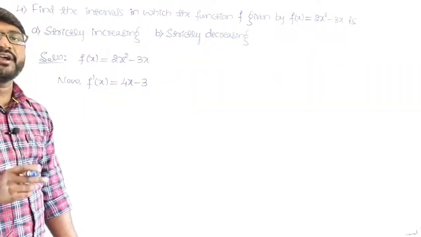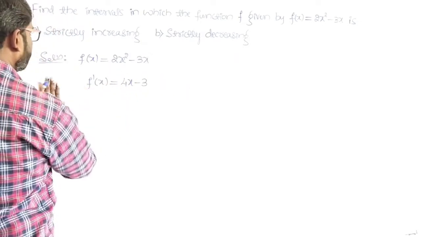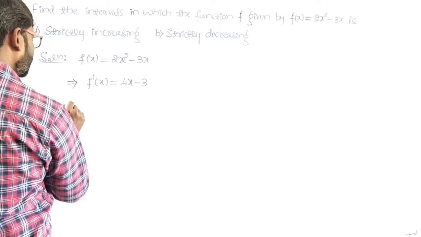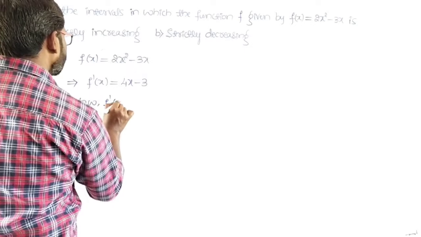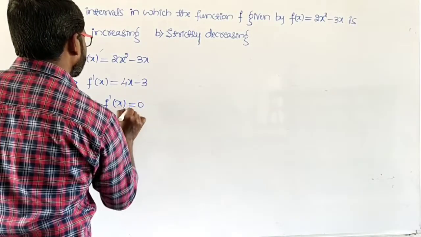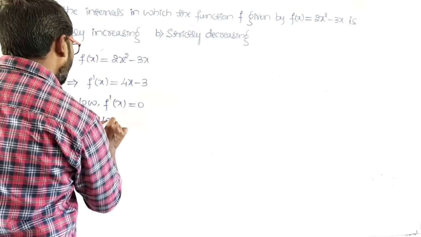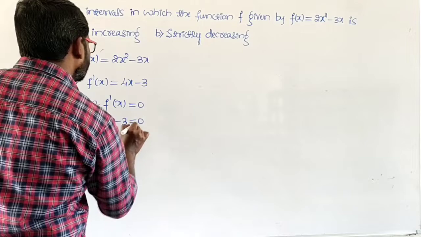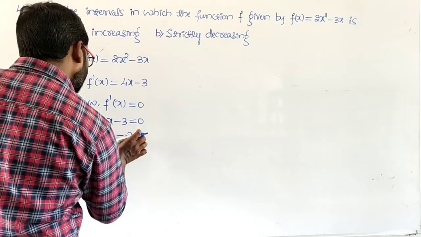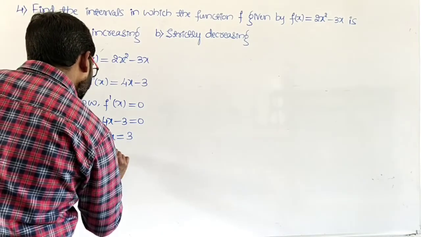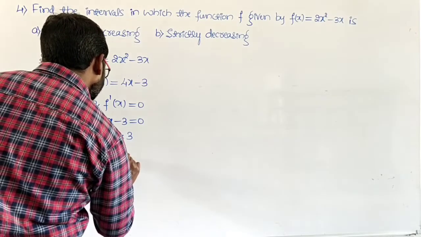Now to get the point, you have to equate f dash of x with 0. So f dash of x equal to 0. What is f dash of x? 4x minus 3, which equals 0. Then 4x equal to 3, then x equal to 3 by 4.